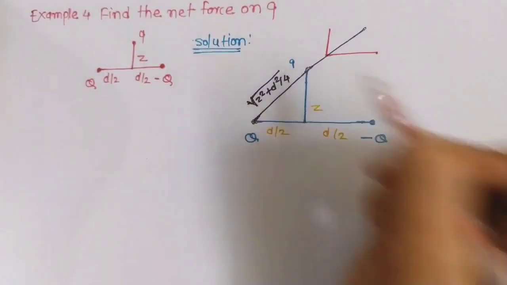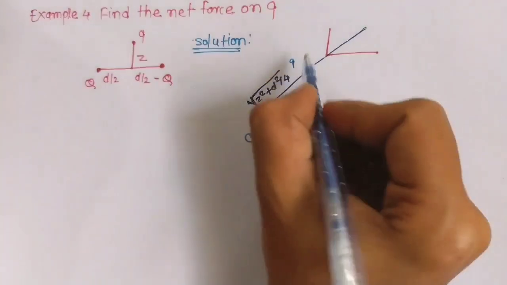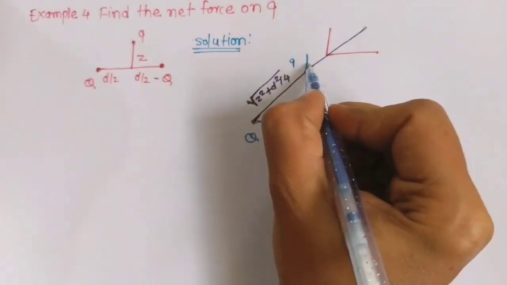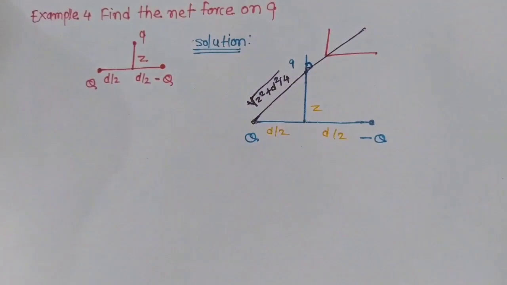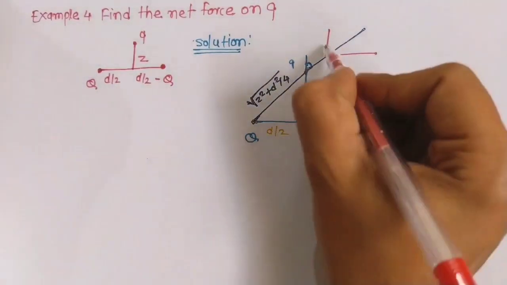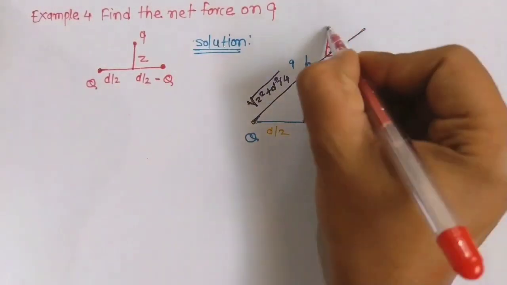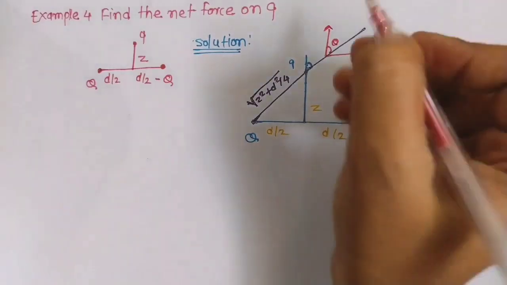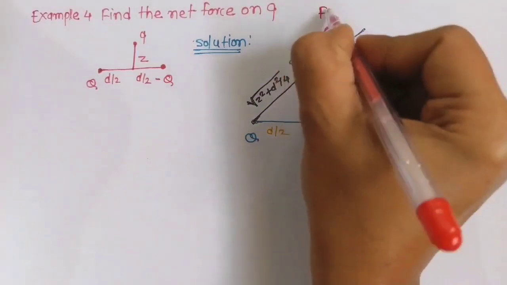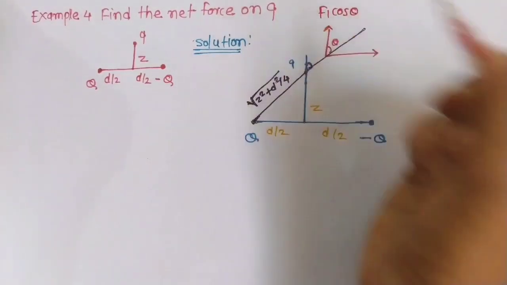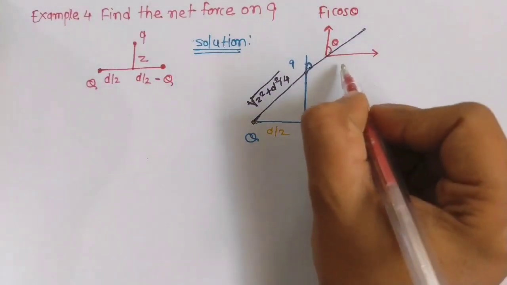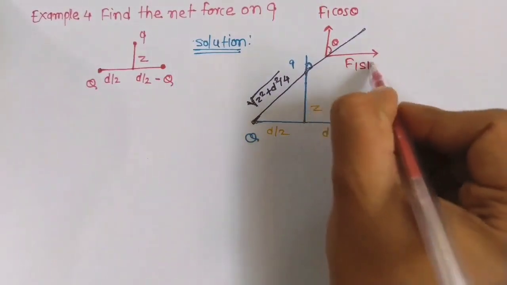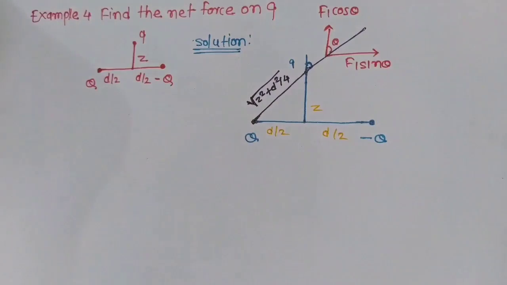This force is to be resolved into two components. This makes an angle theta. Therefore this is theta, therefore this is F1 cos theta and another one is F1 sin theta.